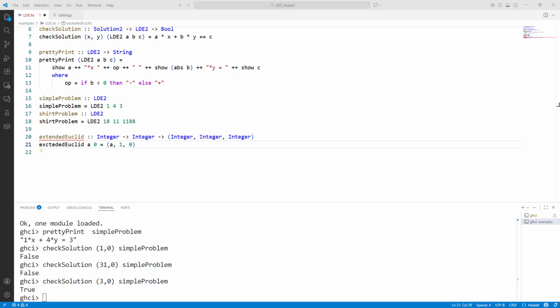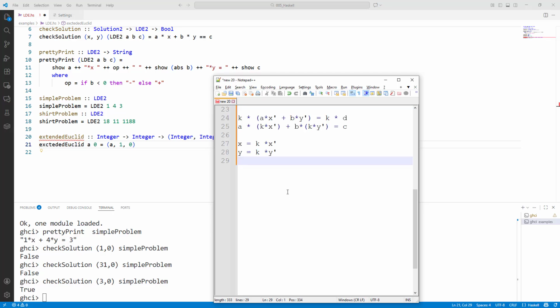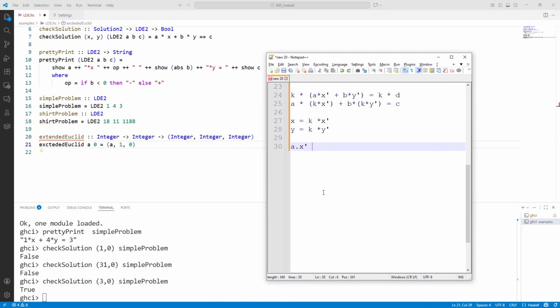So let's try to explain it better. Here we have something like A times x prime plus 0 times y prime equaling A. And if x prime equals 1 and y prime equals 0, then it should be working, considering that A times 1 plus 0 times 0 is equal to A. So this is pretty much the base case that we are trying to model here. A and 0 returning A, 1 and 0.